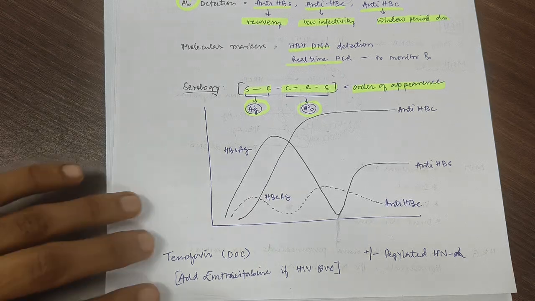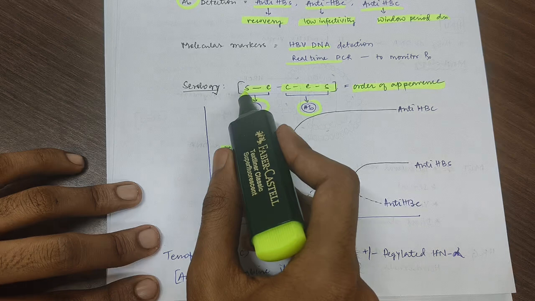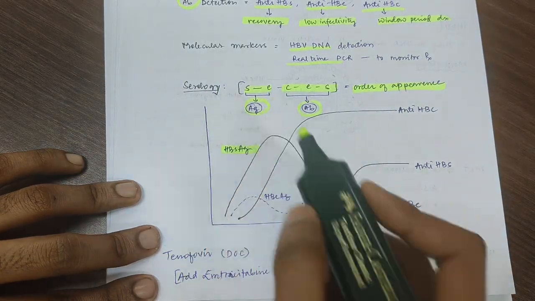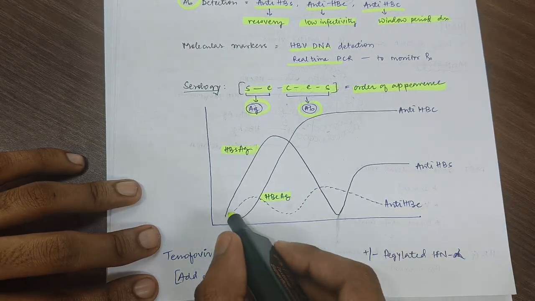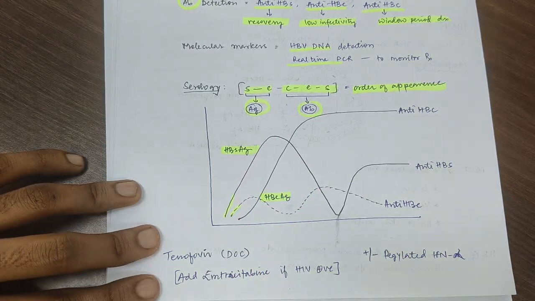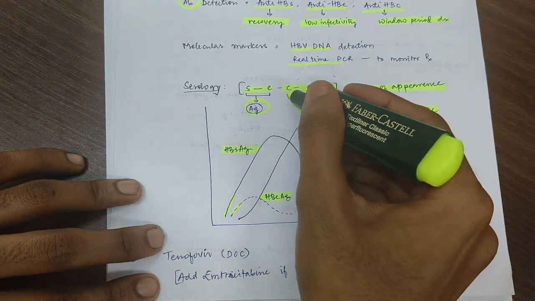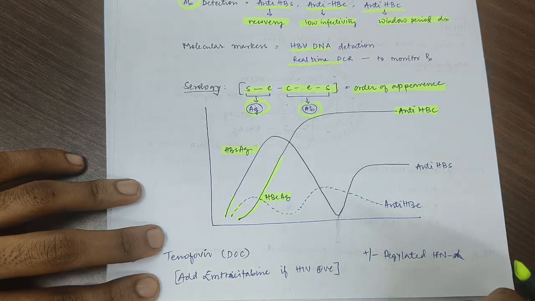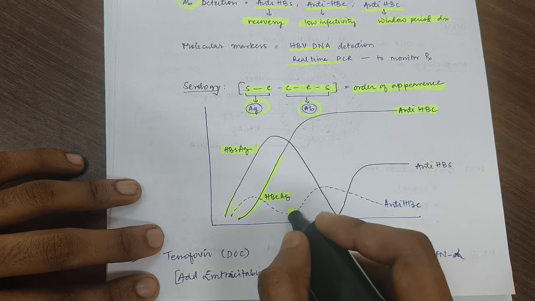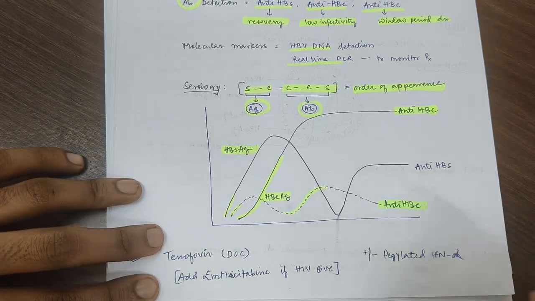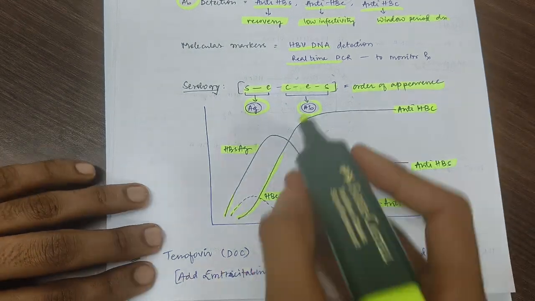Remember the same way. First you are going to see the peak, that is HBsAg. S is an antigen, right? Then E, you see the peak here, it is HBe antigen. Then the third peak is C, anti-HBc. Then you see E, anti-HBe here. The last peak is anti-HBs, that is for S here.